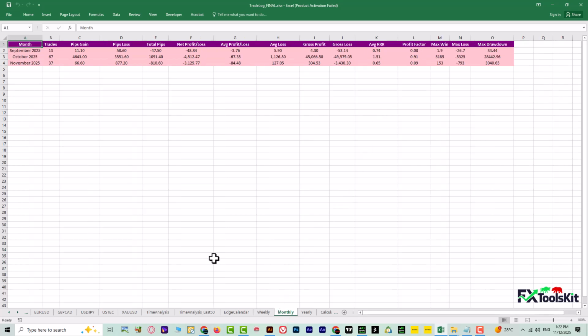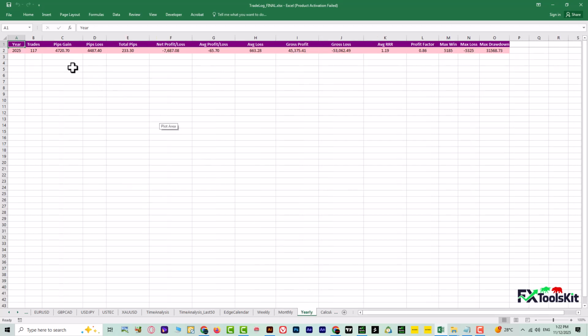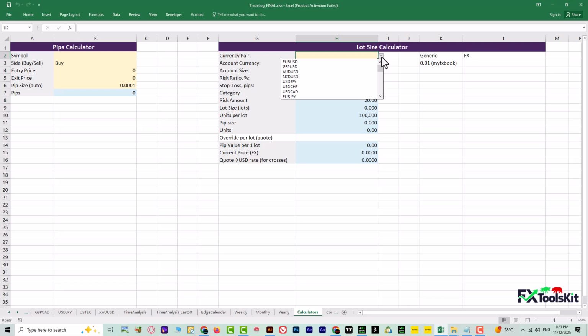In the monthly and yearly sheet, also exactly the same as the weekly sheet, but in the monthly sheet, it will show based on each month's trade. And in the yearly sheet, it will show based on each year trade. Let's move to the next sheet, which is calculators. In this sheet, you can easily calculate the lot size and pips, calculator based on each symbol. This is very helpful. You don't need to switch to any other website to calculate the lot size and pips.